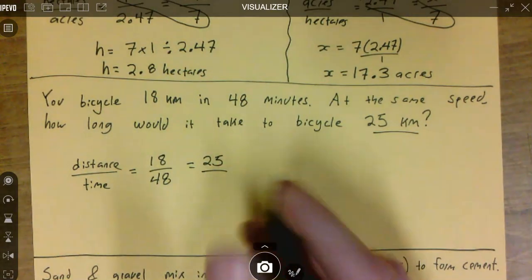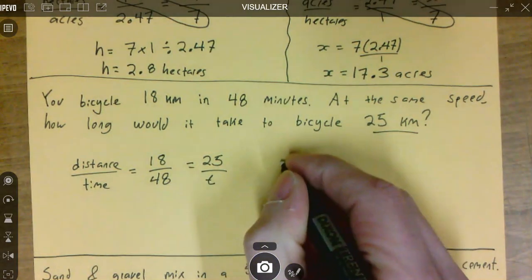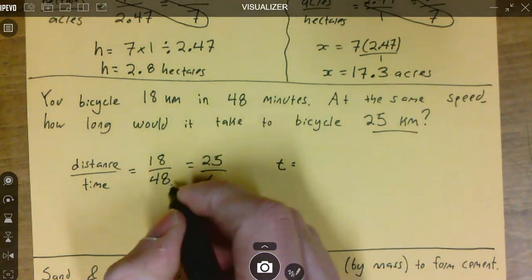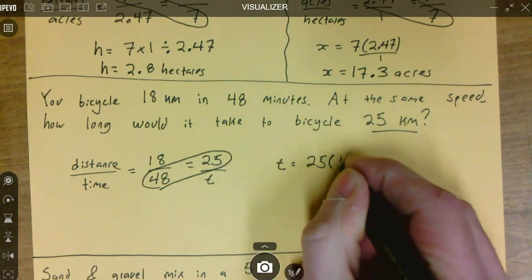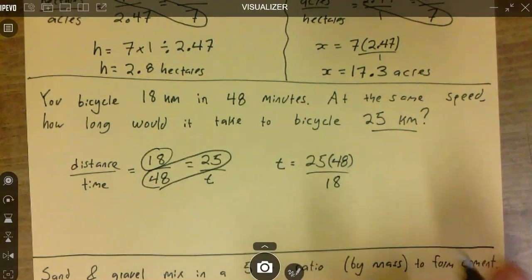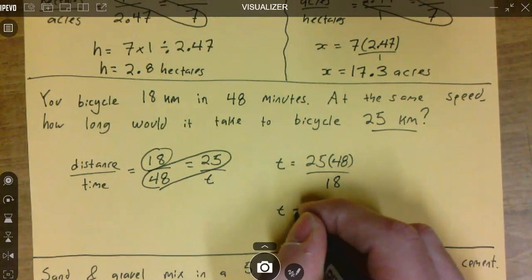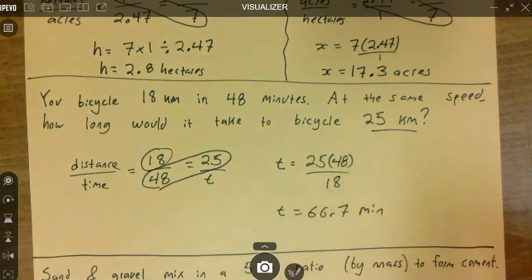And then I want to figure out a time, so I'm going to put my unknown variable, t, here along time. Again, I can cross multiply to solve in one step. I'm going to multiply the diagonal that does not include the variable, so that'd be 25 times 48, and then divide by the leftover number. Again, in high school, we often write division as the denominator of a fraction. And again, we can do that in one step with any sort of calculator. And so that would take you 66.7 minutes, an hour and 7 minutes.